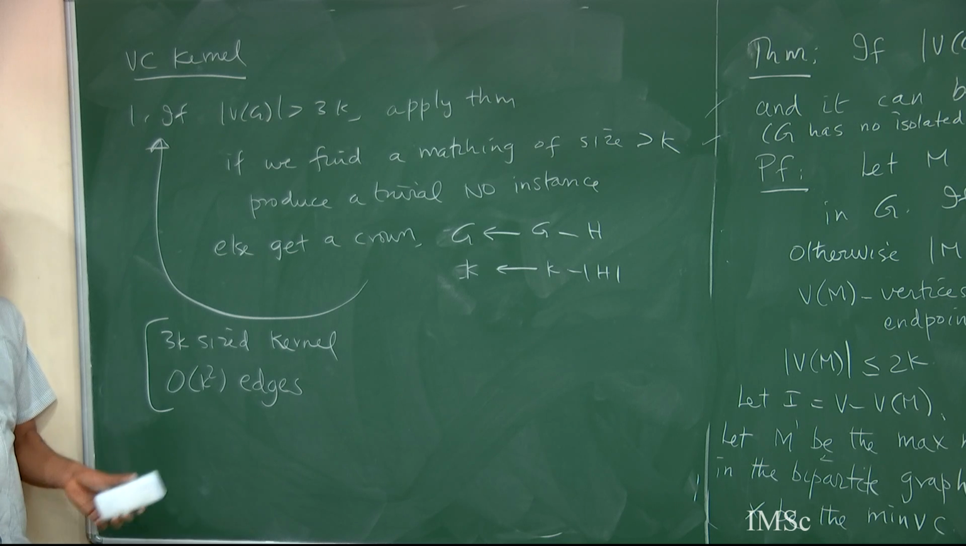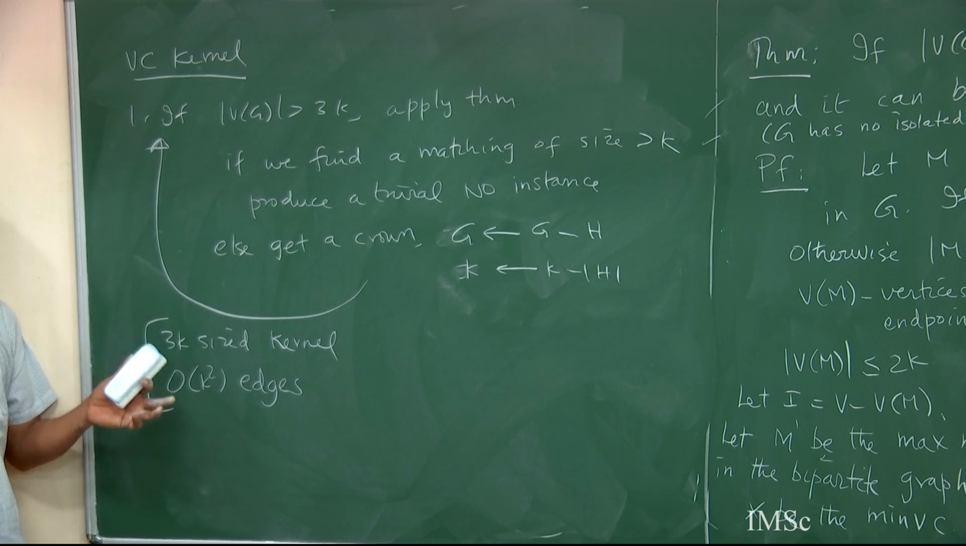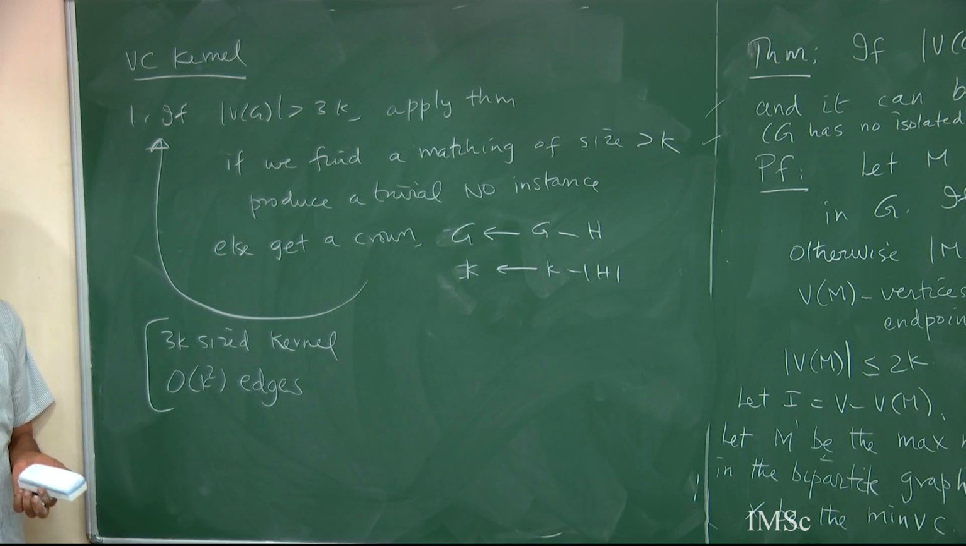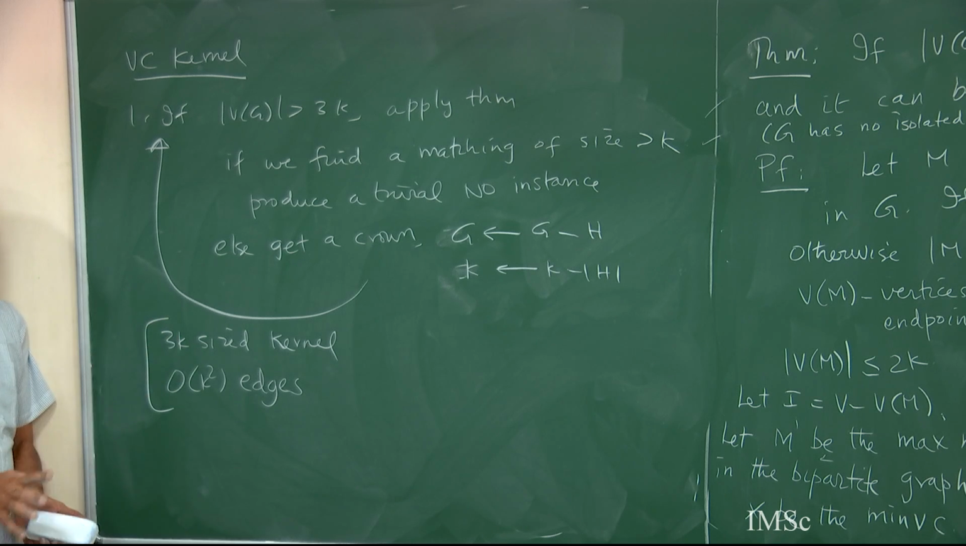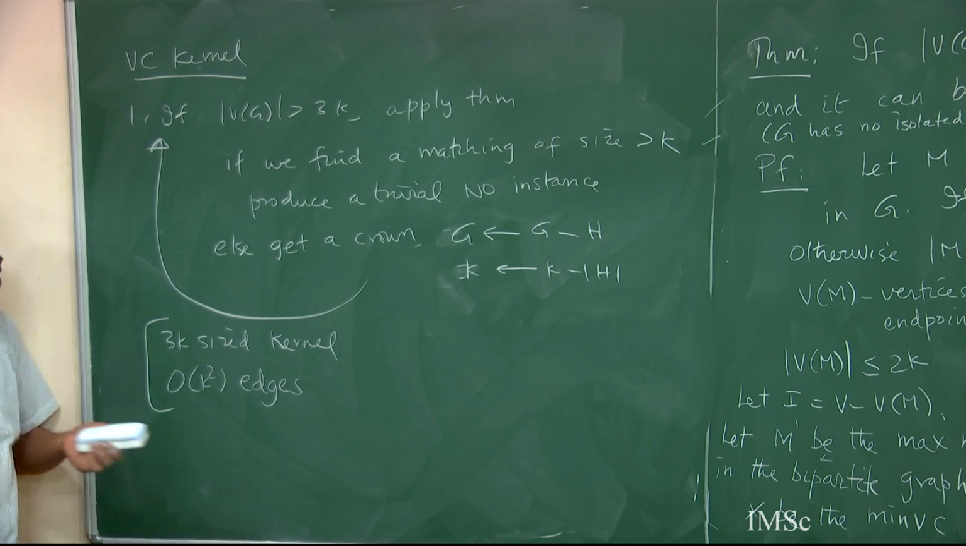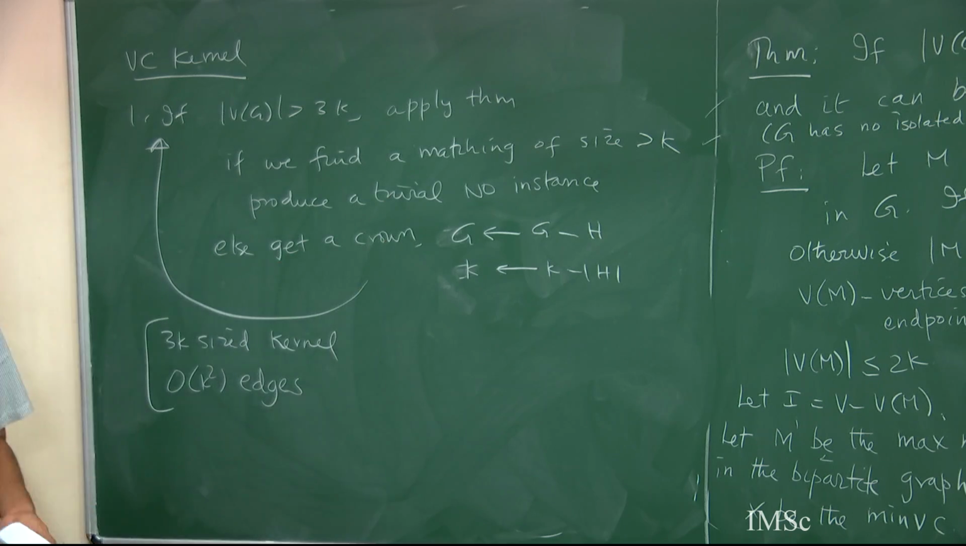It says that I have a million vertex graph where I want to find out whether there is some vertex cover of size 50. Then in polynomial time, by applying a couple of matching algorithms, I will reduce my graph size to at most 150. Or along the way, I might say no. Solve the problem, or now I can do some pre-processing here.